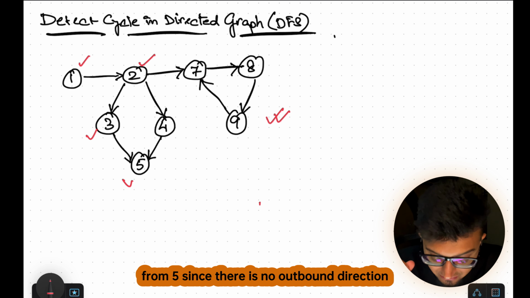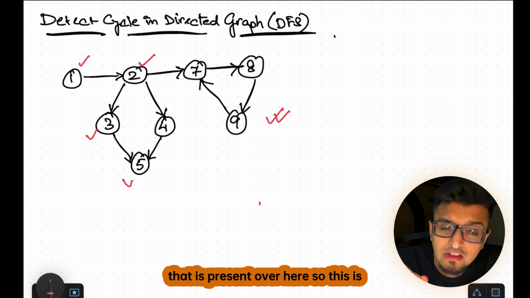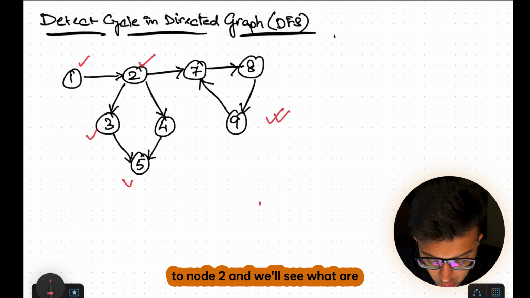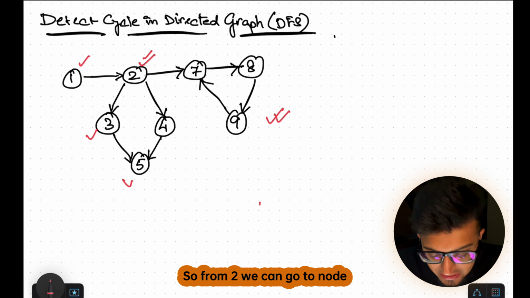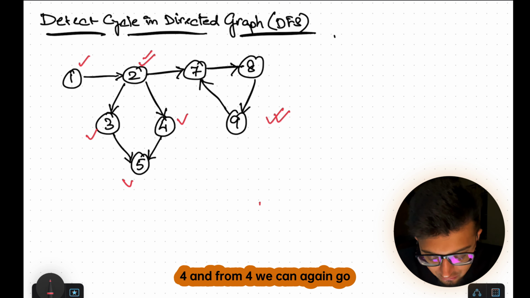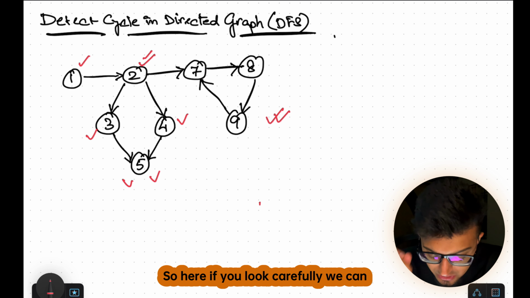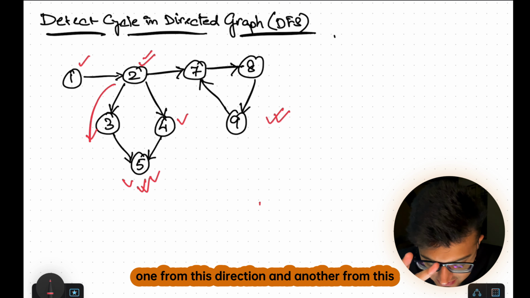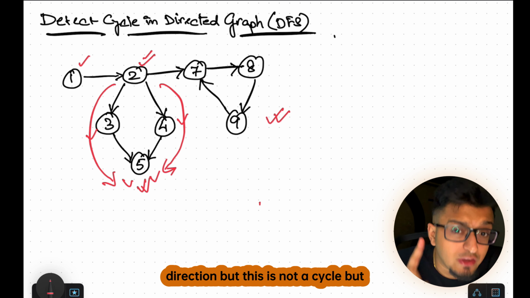From 5, since there is no outbound direction present over here, this is the end of our traversal. Now we'll go back to node 2 and see what other directions are present. From 2, we can go to node 4, and from 4, we can again go to node 5. Here if you look carefully, we can reach node 5 from 2 possible directions, one from this direction and another from this direction. But this is not a cycle.